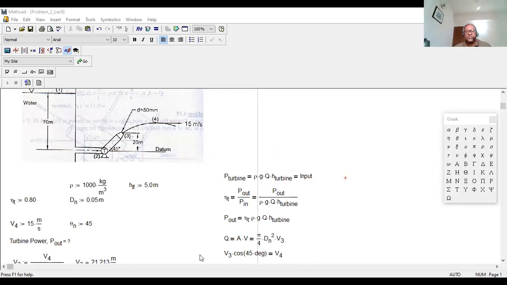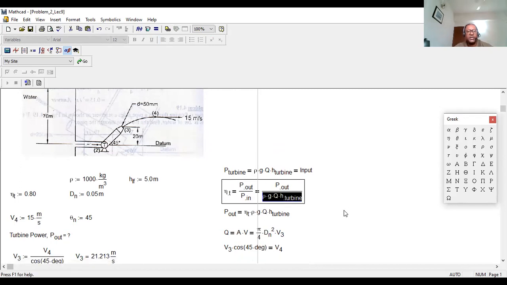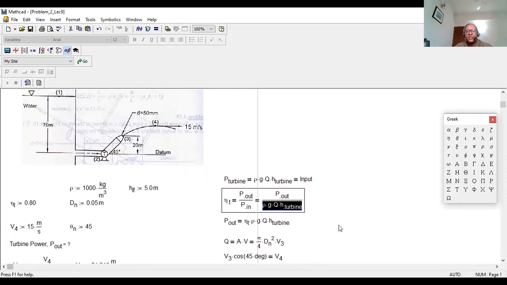Okay, so you see right over here, this is P turbine, rho G Q turbine. This is input, and efficiency of turbine is given. So P in equal to rho G Q turbine. You can figure out P out from there easily. Okay. Now, what is the challenge over here?